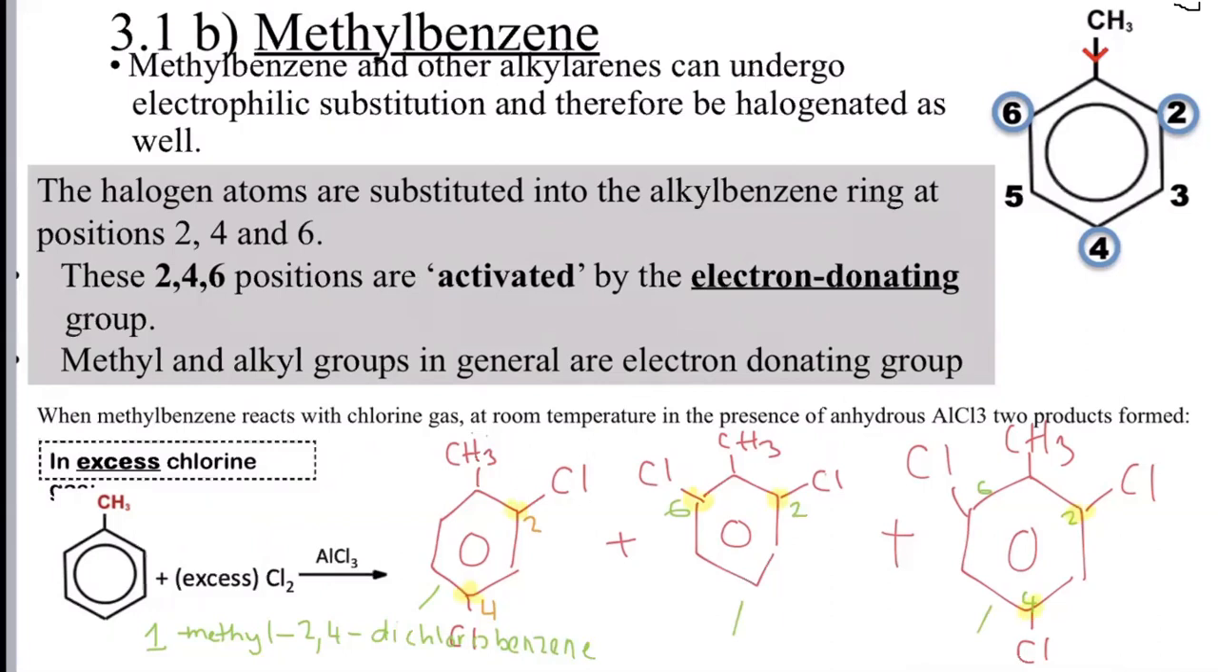2, 4, 6. There's another, 4,6. 4,6 is the same as 2,4. Can you see that? 4,6-dichlorobenzene is the same as a 2,4-dichlorobenzene. So the only possible products that you can get here are these three. Any questions so far? So this is a 2,6. Please change your name accordingly.